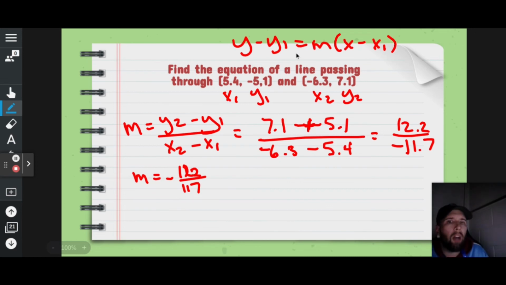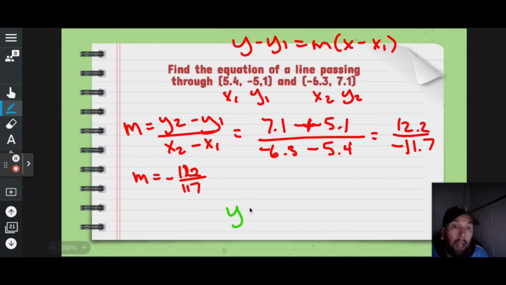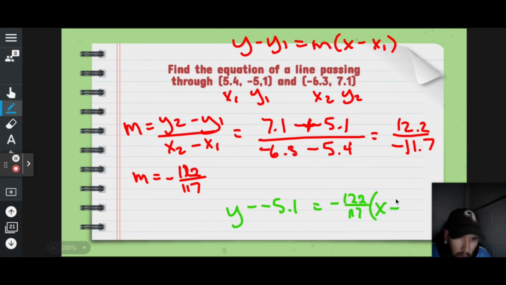Now what I need to do is take the fact that I have point-slope form, the fact that I already labeled some points, and I have my slope, and just put it all together. Y minus y sub 1 is going to be y minus, where's y sub 1? Negative 5.1. So y minus negative 5.1 equals m, which is negative 122 over 117 times the quantity x minus x sub 1, which is 5.4.